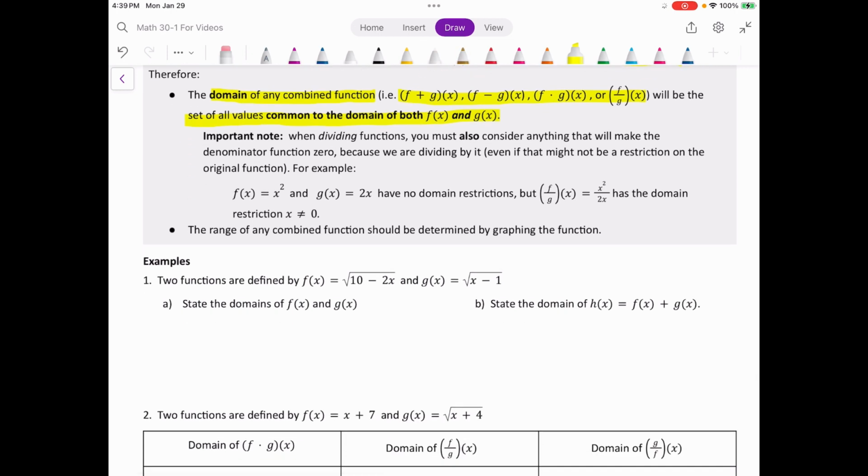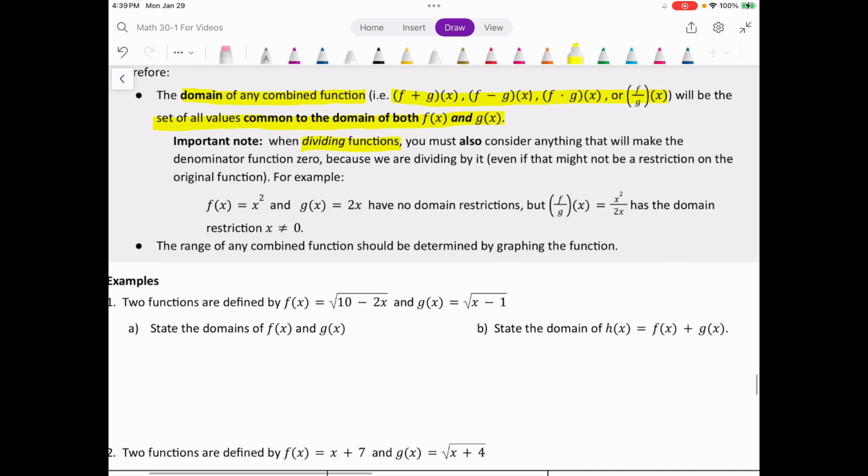So an important note here on division, when we are dividing functions, we're actually going to get an extra domain restriction. You can probably reason why that would be the case, right? Hint, we're dividing. What can we not divide by, right? We also need to consider anything that will make the denominator function 0 because we are dividing by it. So even if that's not a restriction on the original function, we get a new restriction on the combined function purely because of the fact that we're dividing by one of our functions.